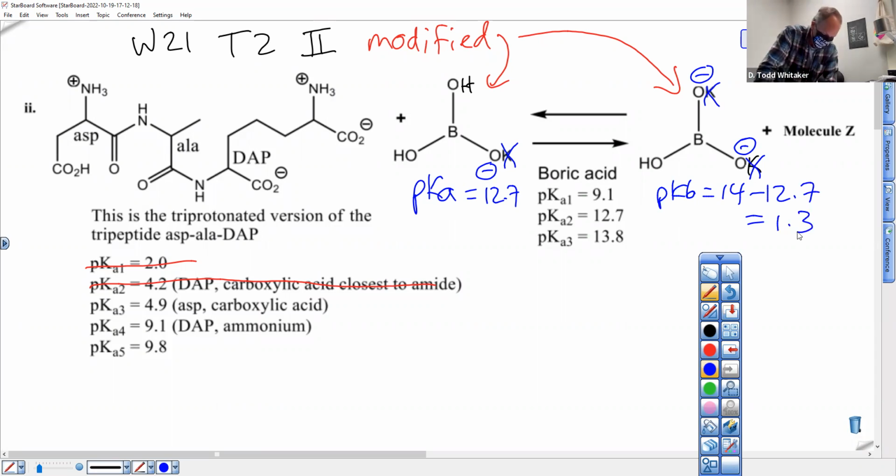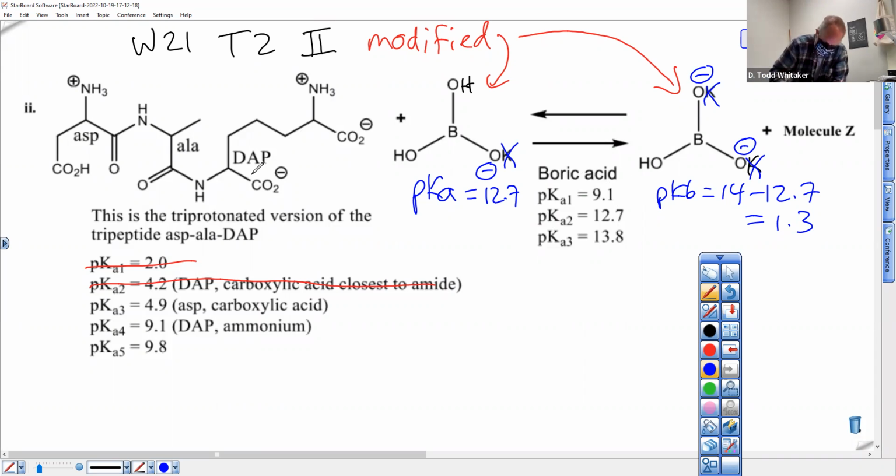Okay. Why did I choose 12.7 instead of 9.1? Well, the 9.1 corresponds to boric acid with 3 protons. We don't have that. 3 pKa's, boric acid with 3 protons, doesn't exist here. So that's an acid reacting with the best base here.